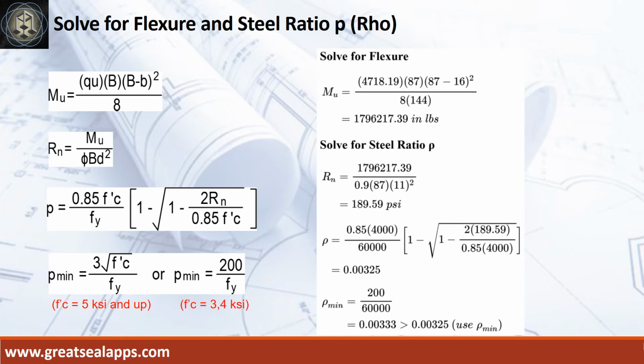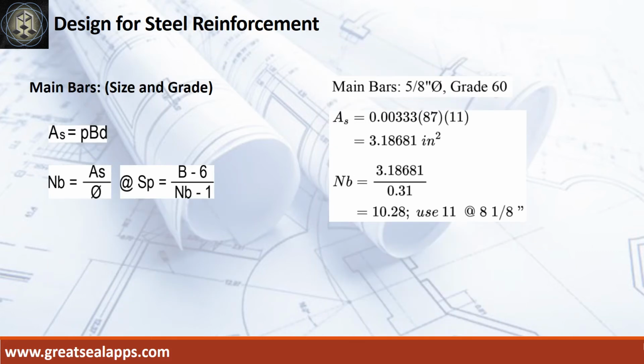Rn equals 189.59 psi, and reinforcement ratio Rho equals 0.00325. Use Rho minimum of 0.00333. Given Rho equals 0.00333, B equals 87 inches, and D equals 11 inches, the area of steel for main bars is 3.18681 square inches, and the number of bars for 5/8-inch diameter is 11.